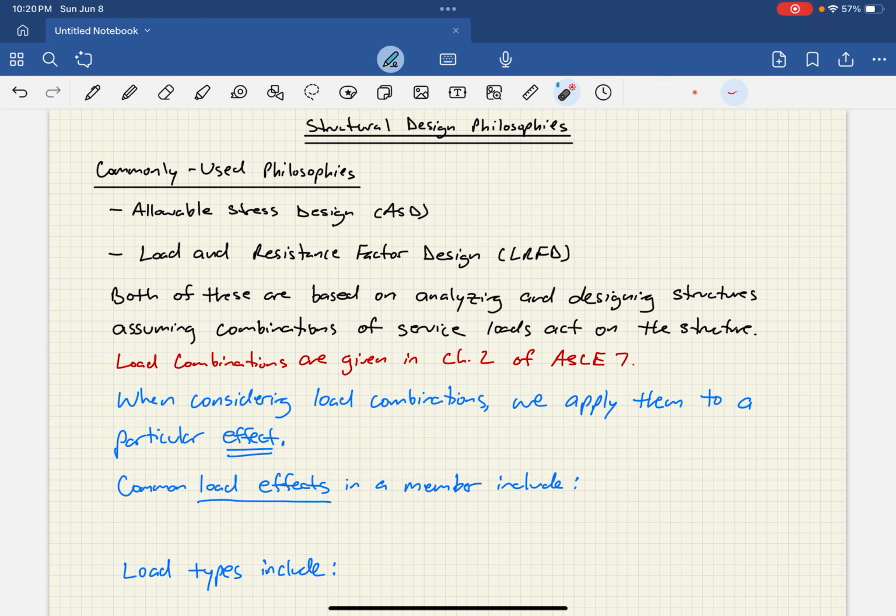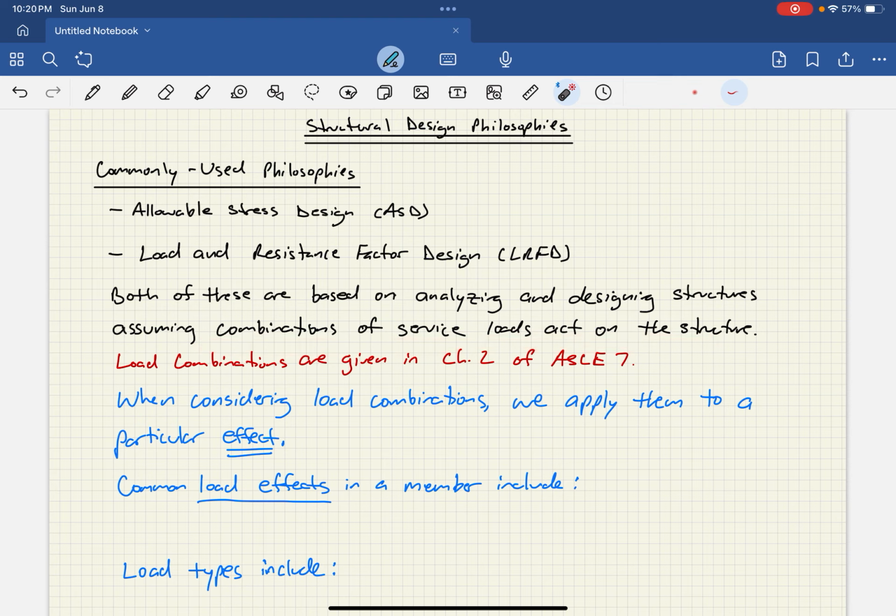So it turns out both of these philosophies, ASD and LRFD, are based on analyzing and designing structures assuming combinations of service loads act on the structure. So this should be a good time to maybe pause the video and write all this down because I've already pre-written some of this information for us. But what do we mean by combinations of service loads acting on the structure?